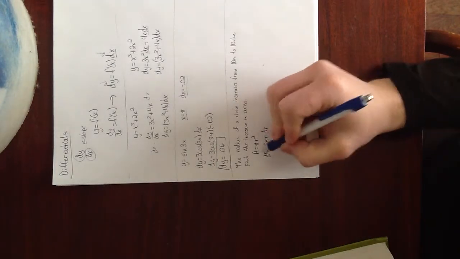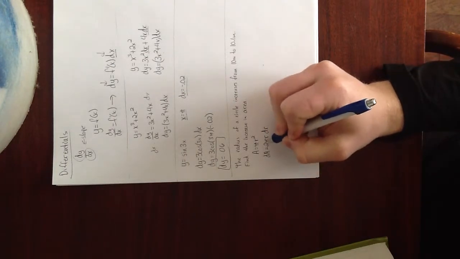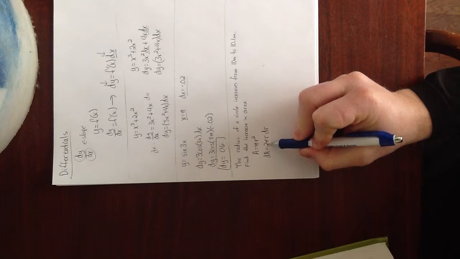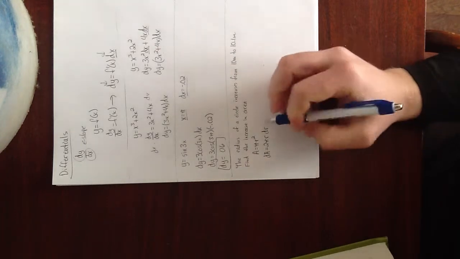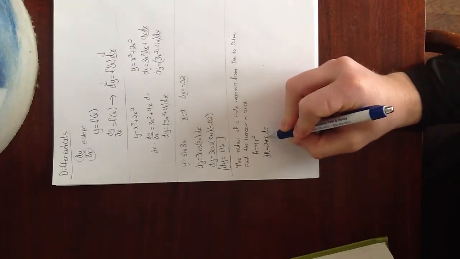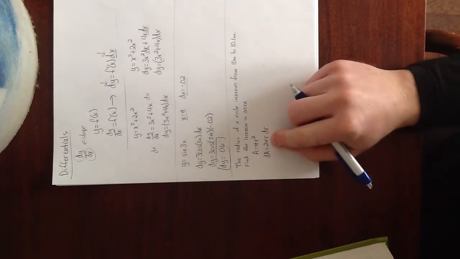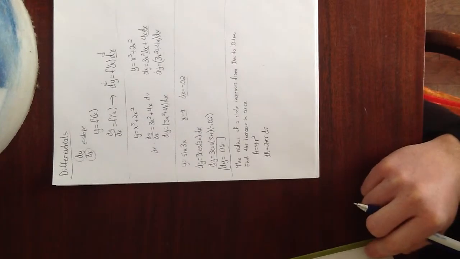If you did it the old-fashioned way, you'd have dA over dr equals 2 pi r, multiply both sides by dr. Same thing. So this basically means the change in area equals 2 pi times the radius times the change in the radius from whatever the original radius was. So we can use that to calculate the change in area.